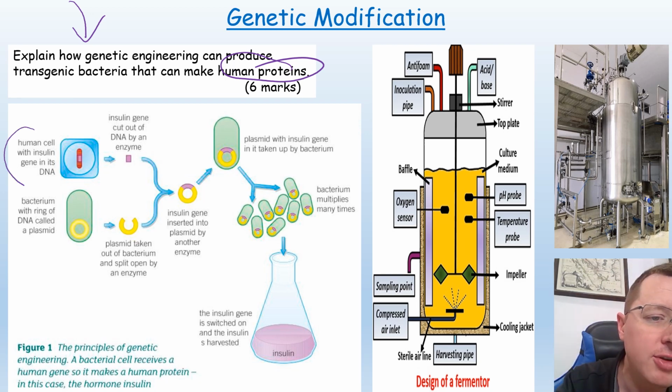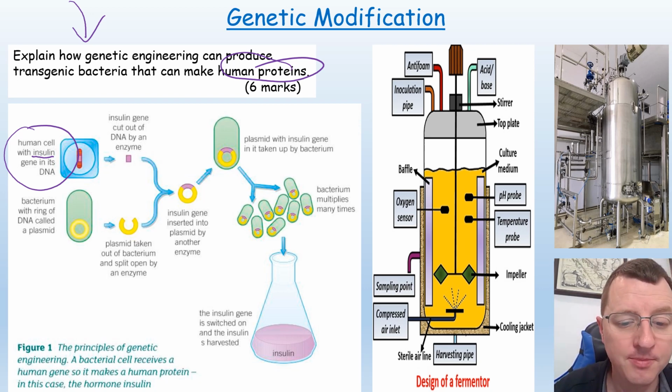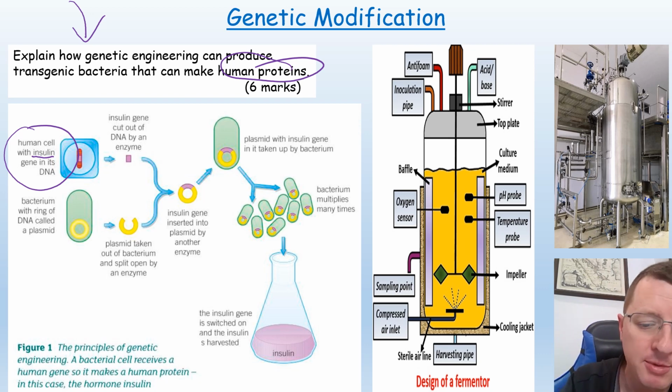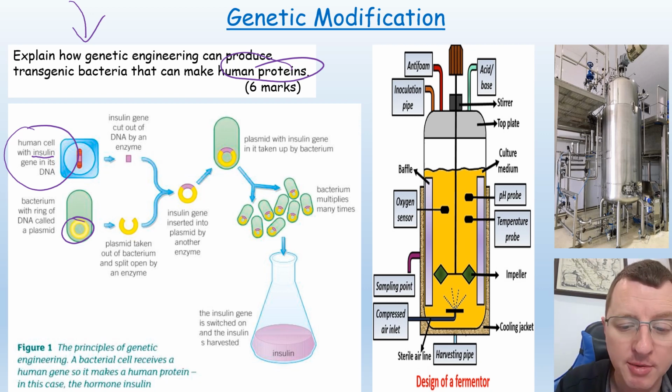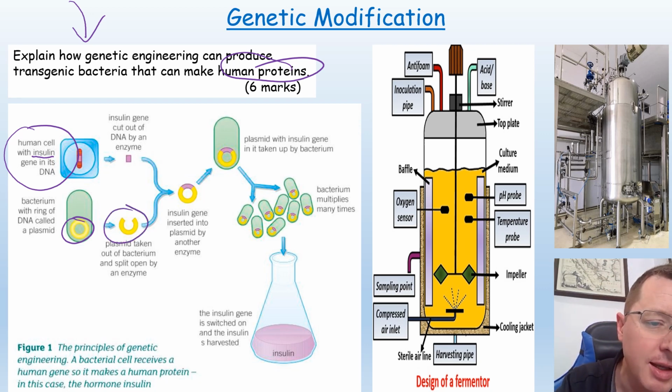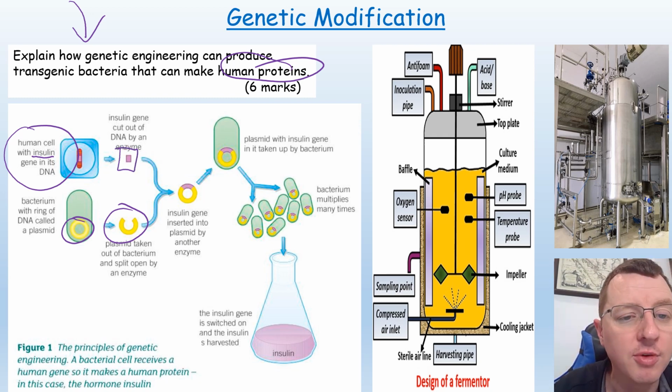Firstly, we have to take the human cell, and in this case we're going to be making the human protein insulin. So a specific enzyme is used to cut that target gene from the human DNA. At the same time, little rings or plasmids from a bacteria are isolated, and the same specific enzyme is used to cut open the plasmid DNA. So we have our insulin gene, our target gene from the human chromosome, and we have the bacterial plasmid that have both been cut open.